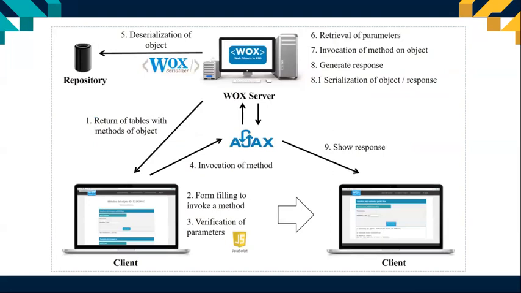Now, this figure shows the operation of the system for invoking a method on a particular works object. The operation is shown through a series of steps. In the first step, the user receives the tables that represent the invocation of methods on a particular object. As we can see in step 2, the user proceeds to fill out the form to be able to invoke a certain method.